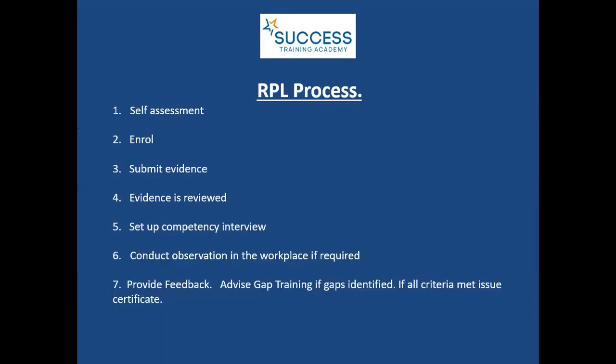Another alternative to that could be a candidate will fill out a self-assessment checklist just to make sure that they've got everything required, and it's a very succinct and powerful process if the candidate actually does that self-assessment. Then if both the candidate and the RTO believe that the self-assessment has been answered honestly, the candidate will enroll and pay. They will then submit the required evidence. The evidence is then reviewed. And then a competency interview is often set up.